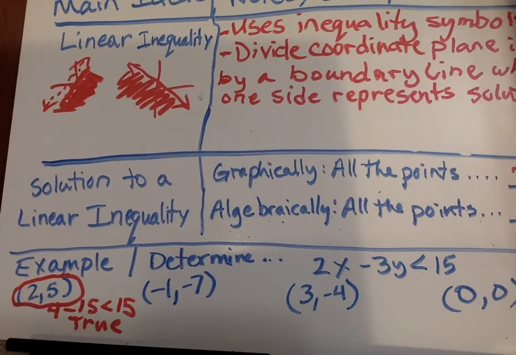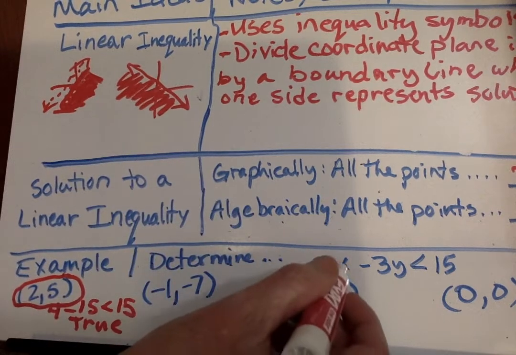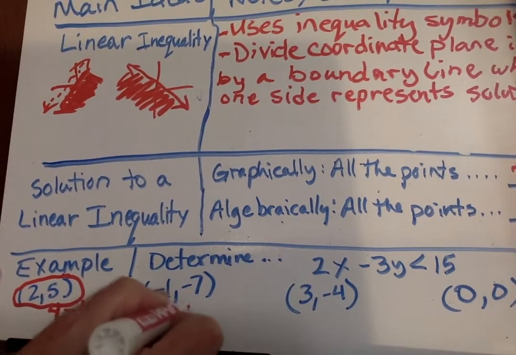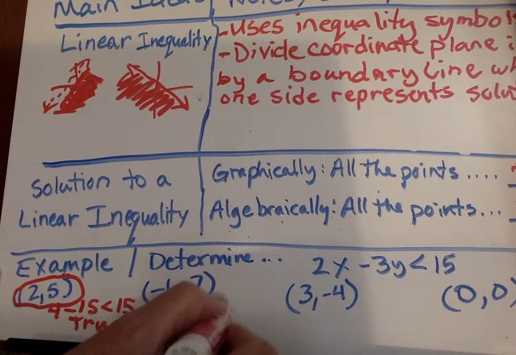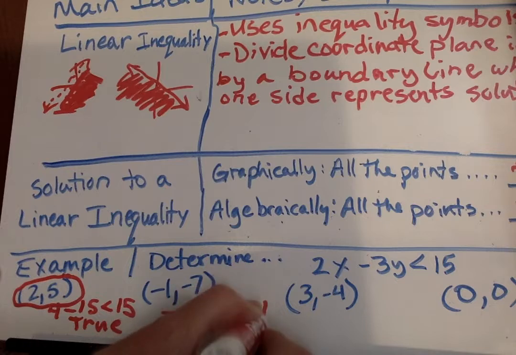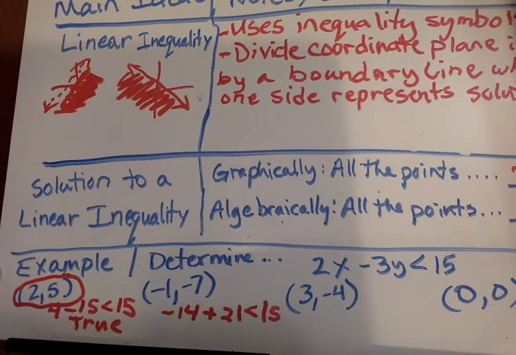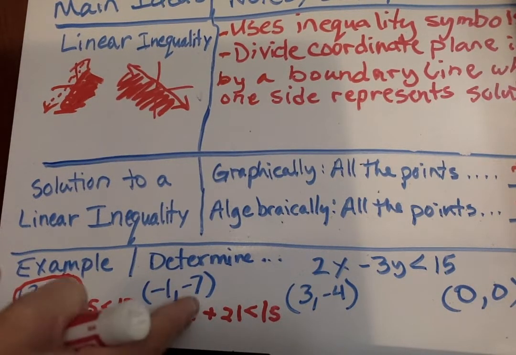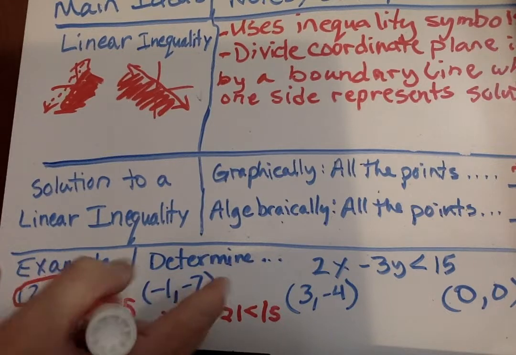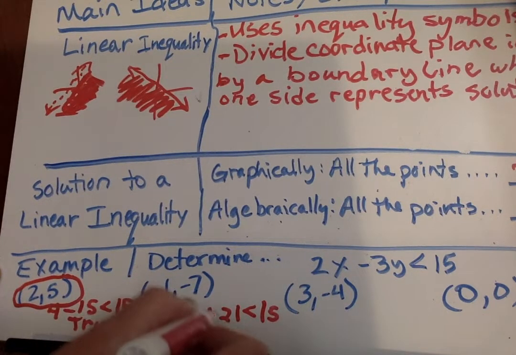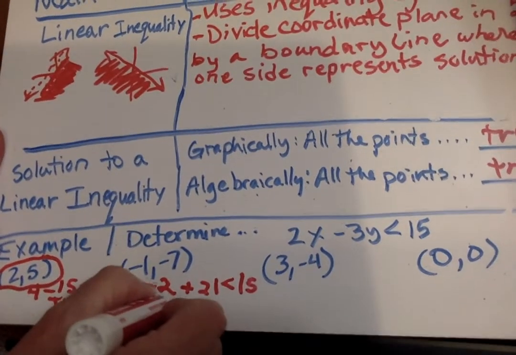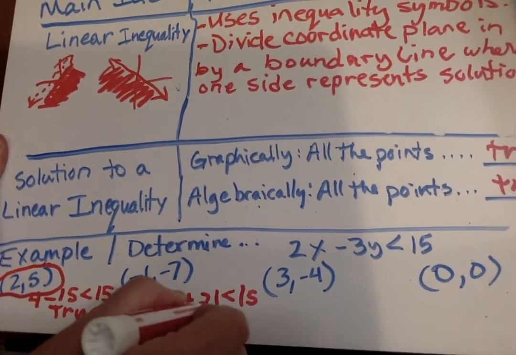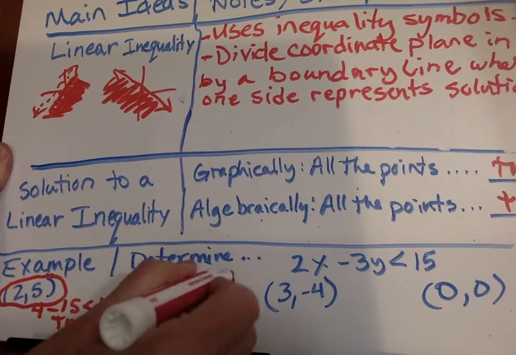Then I go to negative 1, negative 7. If I put negative 7 in for y, that's negative 3 times negative 7, which would be a plus 21. Is that less than 15? Okay, so 2 times negative 1, that's the x, is negative 2, plus 21. That's 19. Is 19 less than 15? No. So that's not a solution.